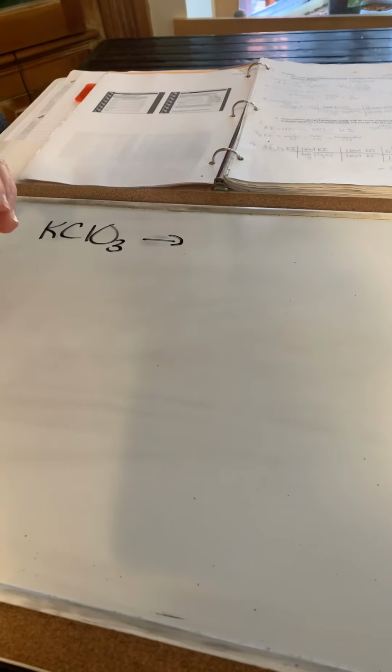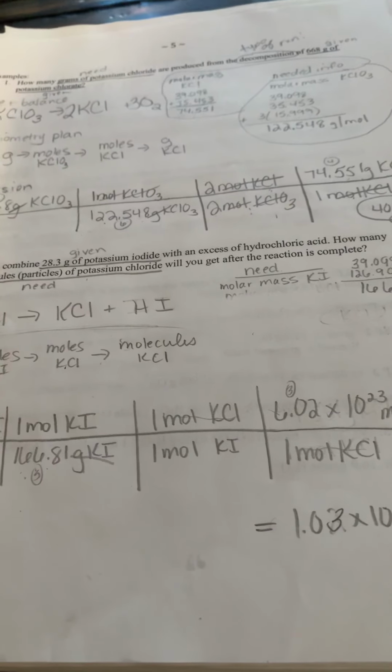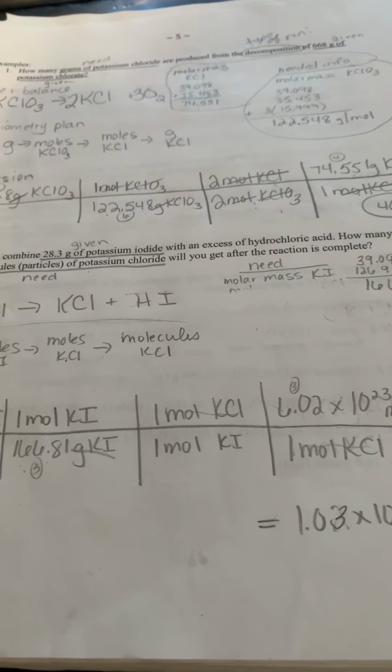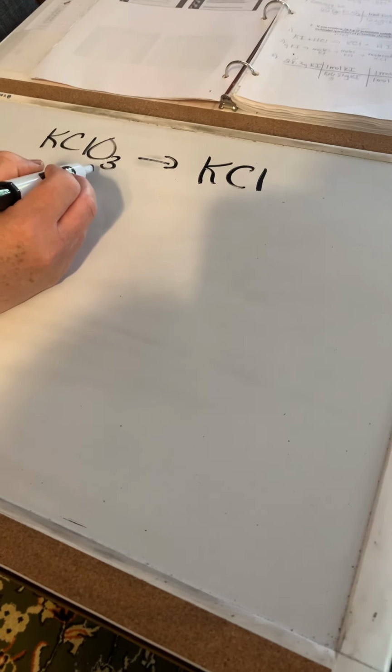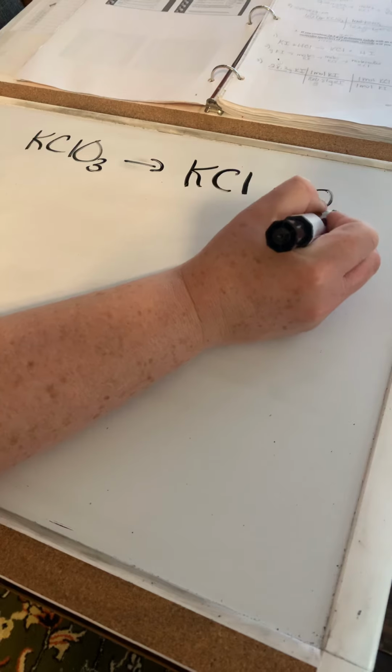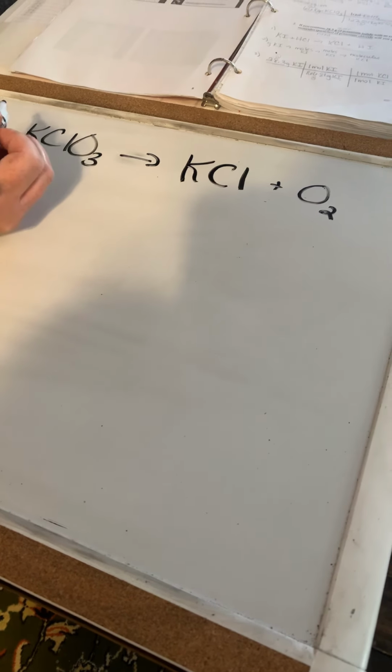But let's just say you didn't know that. Let's say you weren't paying attention and you missed this or you didn't do this one or whatever. But watch this. When we go back up here to the example, it asks how many grams of potassium chloride. So you know that has to be one of your products, okay? So potassium chloride has to be a product because it's what you're looking for. The only thing you have left is oxygen. When oxygen is by itself, it's always O2 because it's a diatomic molecule. Again, something you should already know.